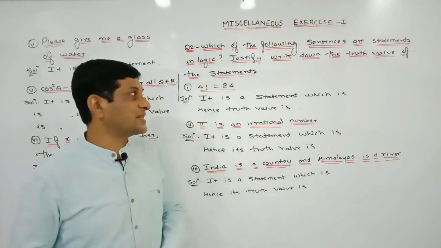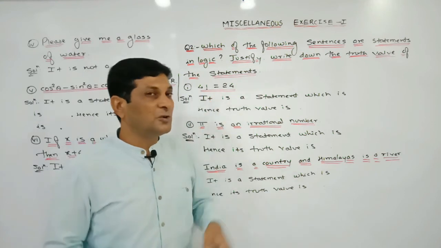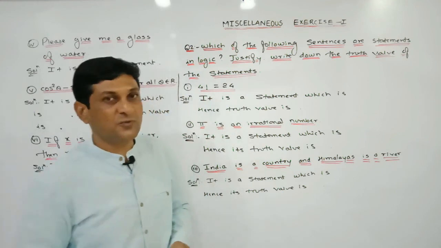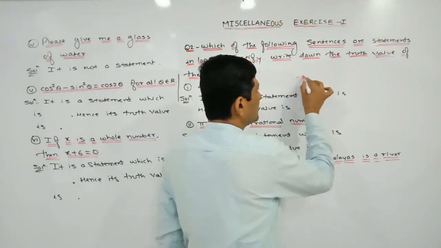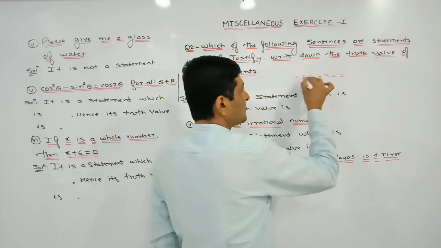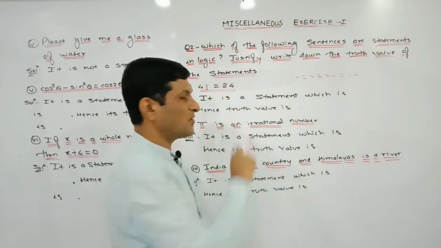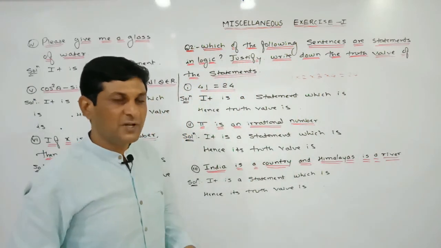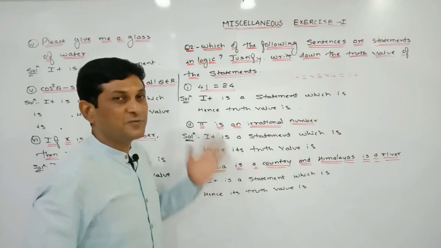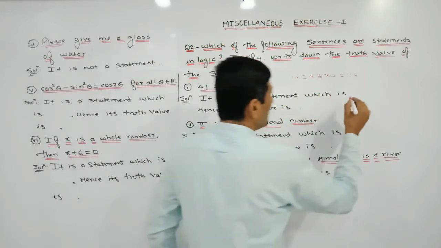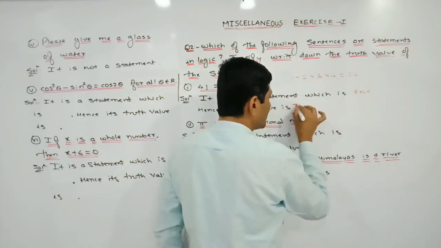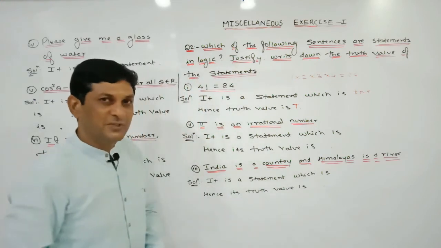So let us start with the first example. 4 factorial is equal to 24. Now what is the meaning of 4 factorial? 4 factorial means multiplication of the first 4 natural numbers, that is 1 into 2 into 3 into 4. And here we can observe that 4 threes are 12, 12 twos are 24, which means yes, multiplication of the first 4 natural numbers is equal to 24. It is a statement, because we are able to identify whether it is true or false. And what is our result? It is a statement which is true, and since it is true, we can say that its truth value is T. So in this way we have got the truth value of the first statement.